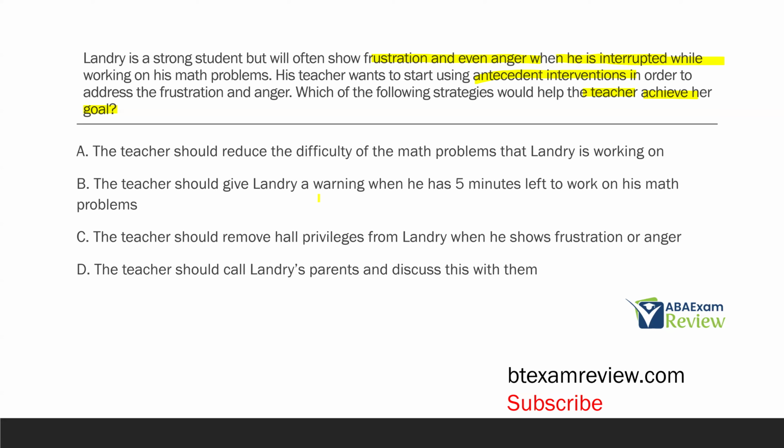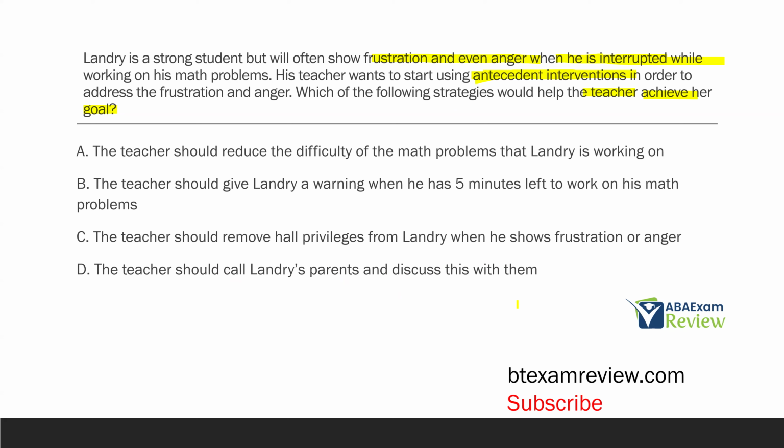B, the teacher should give Landry a warning when he has 5 minutes left to work on his math problems. Good. This is an antecedent to the interruption, right? She's letting Landry know there's a time limit left, preparing him for the interruption. B looks pretty good. C, the teacher should remove all privileges from Landry when he shows frustration or anger. Well, we need antecedent interventions, and C is going to be a consequence of the frustration and anger. And then D, the teacher should call Landry's parents and discuss this with them. This is not going to be the antecedent to the frustration or the interruption.